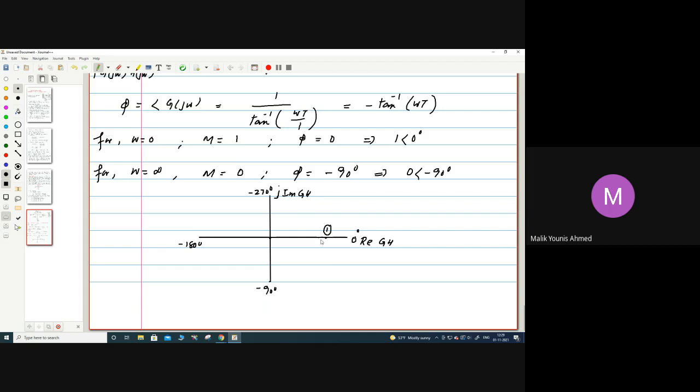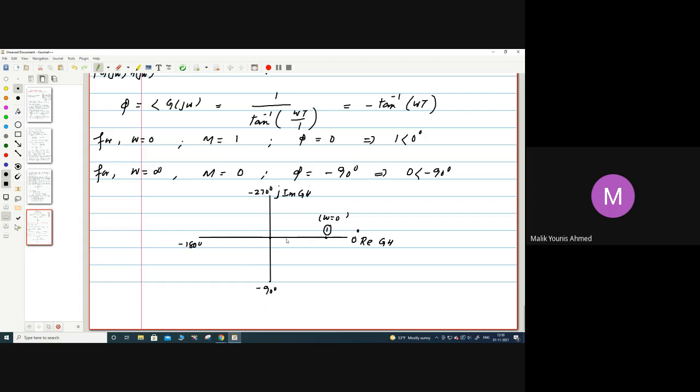So magnitude is 1, angle is 0. The first value of omega will be here only, so that will be 1 at an angle of 0. Here I can clearly say omega is equal to 0. There is no question in this case. 1 is the magnitude, let's say the magnitude up to here is 1, and we don't have any angle because the angle lies between 0 and 90.